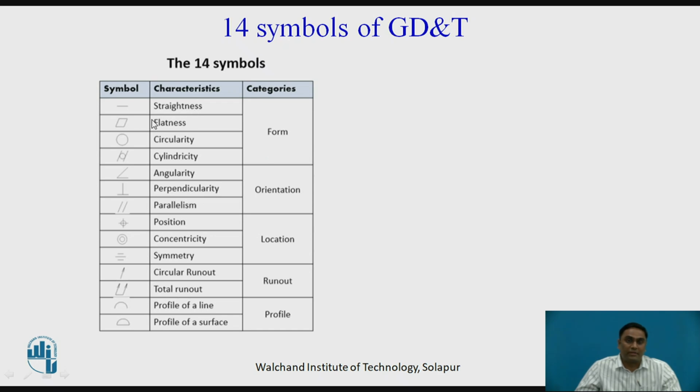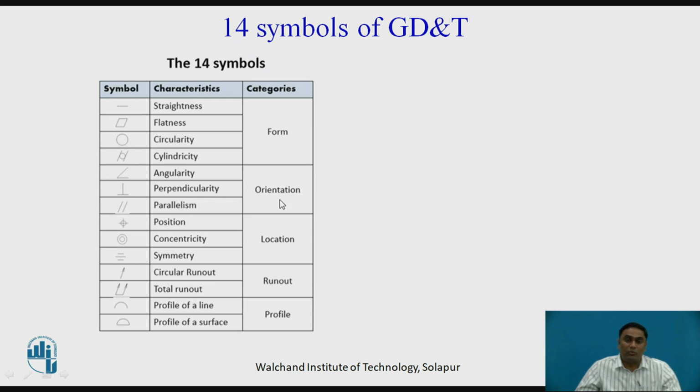Straightness, second is flatness, then circularity and cylindricity. All these come under form tolerances. If you want to maintain the form, the shape of the individual feature, then we can indicate it with these symbols: straightness, flatness, circularity and cylindricity.